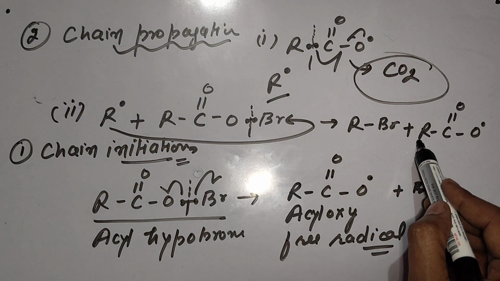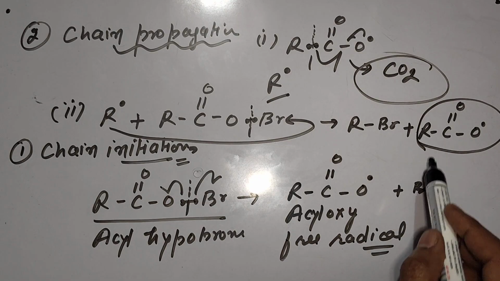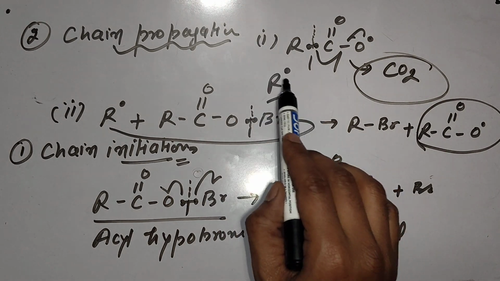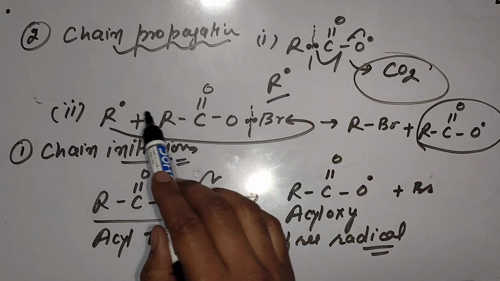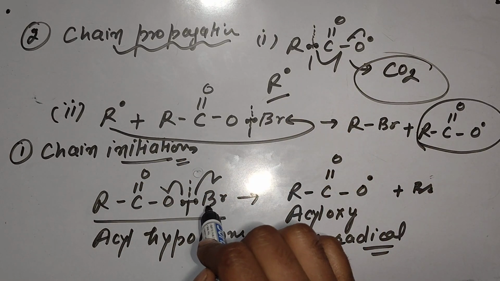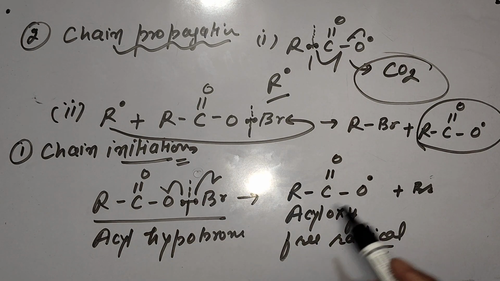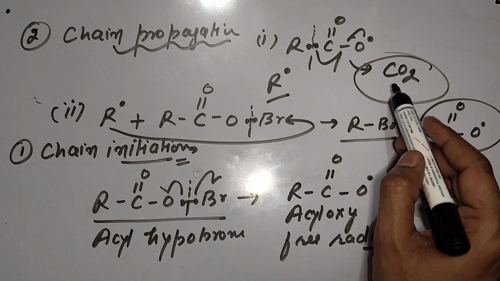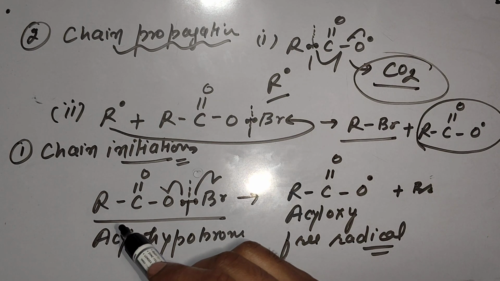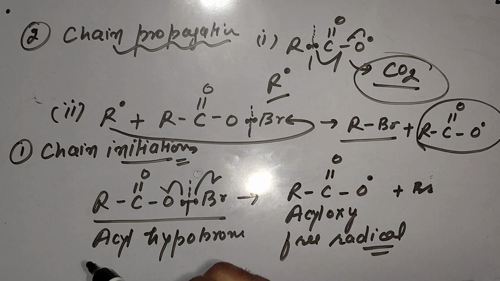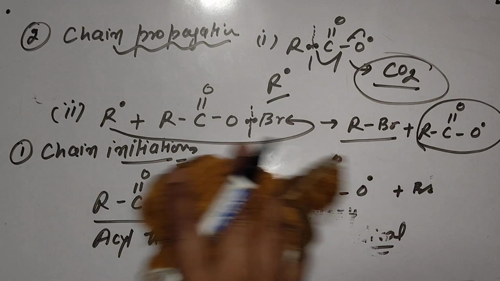We know it will repeat the whole cycle again. The acyloxy free radical was generated, it created R free radical and CO2, and that R free radical attacked another acyl hypobromite molecule. The same process will continue. In this fashion we get RBr as the final product, carbon dioxide, and AgBr we already got in the first step. Now try the chain termination steps by yourself. Already we have discussed this mechanism many times. So this was the mechanism of Hunsdiecker reaction.